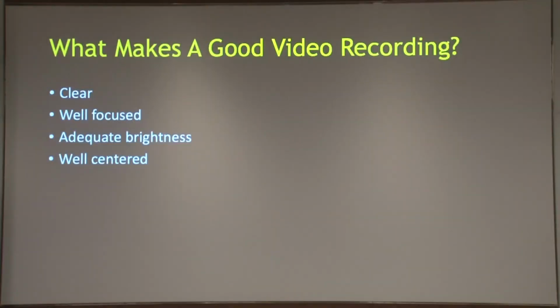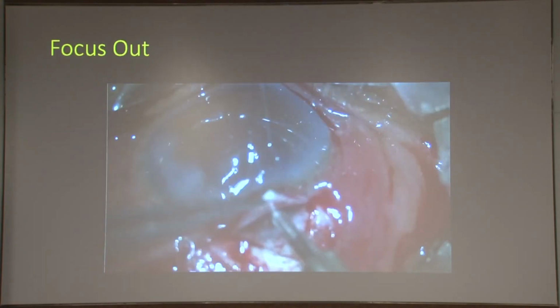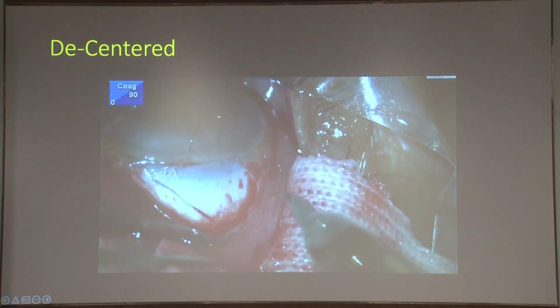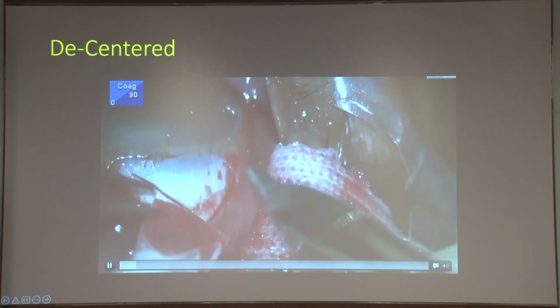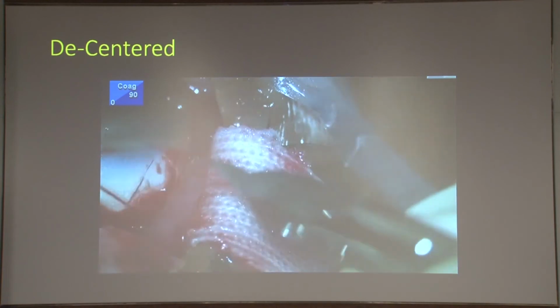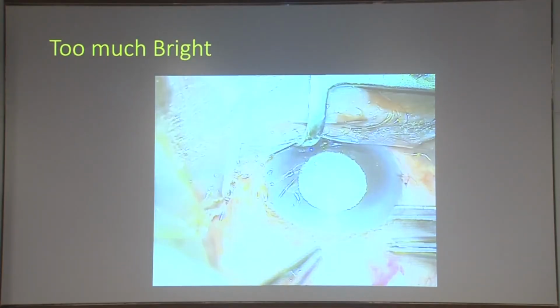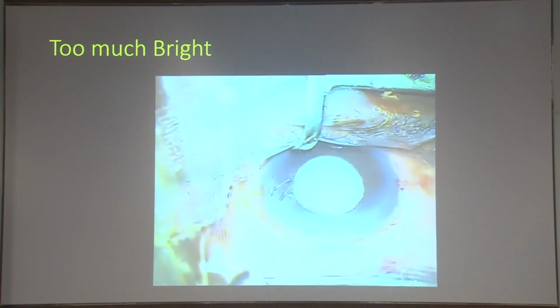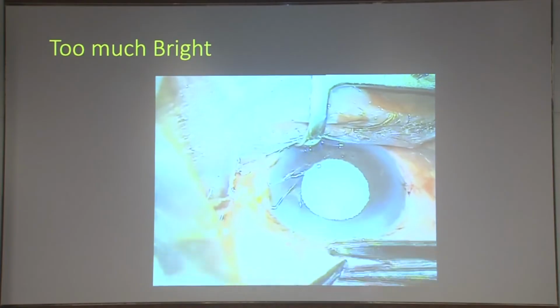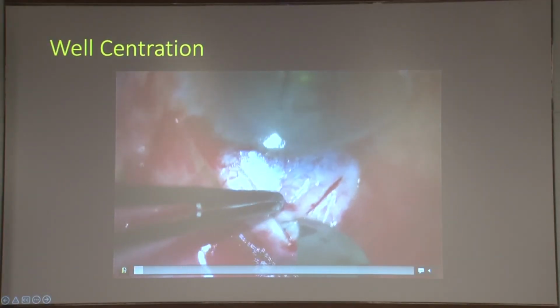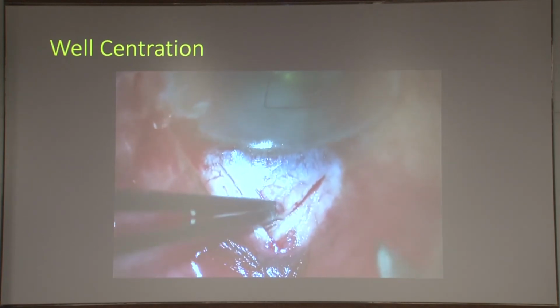So what makes a good video recording? We have to make sure that it is clear, it is not focused out, and it is not decentered. Here the prime interest is taking a trabecular flap, but it is decentered. All these other things are seen at the center. So we have to make sure that it is well centered, and we should adjust the brightness. It should not be too bright, so that the audience doesn't fail to appreciate what we want to tell. It should be well centered like it is shown in this picture, and it should be clear, and it should convey what we want to tell to the audience or the judges.